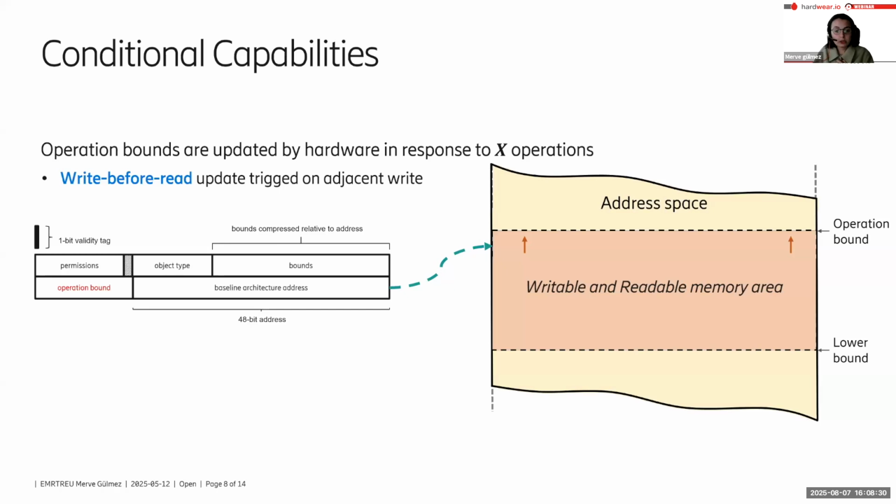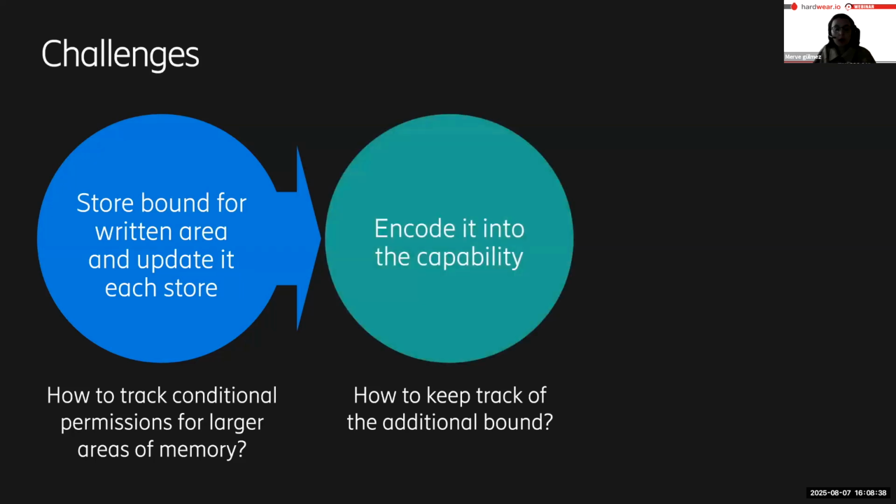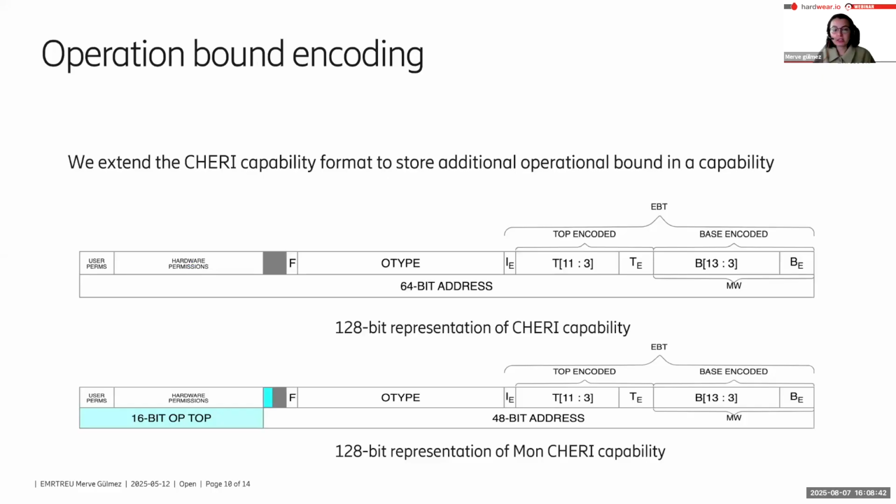Yeah, this is the general idea, and as you realize, how will I keep track of this additional bound? I already said that this CHERI capability itself is really compact, because you have a 64-bit address, and after that you have hardware permissions and user permissions, and I need to encode this extra operation bound to track which memory is initialized.